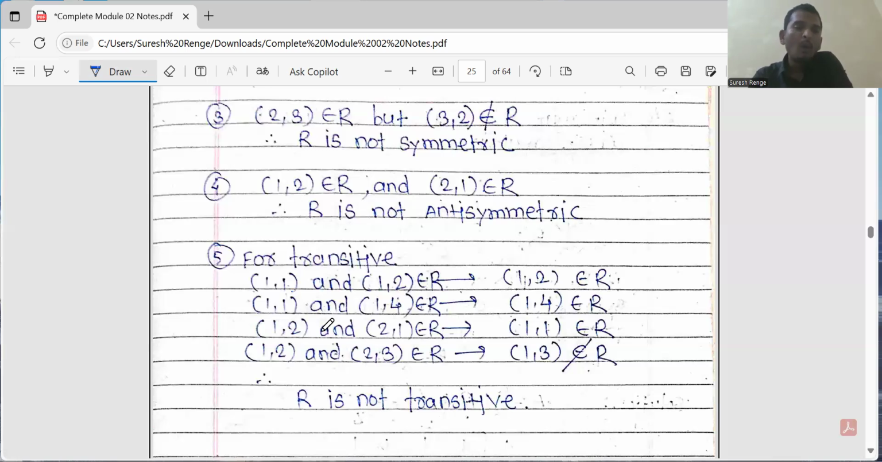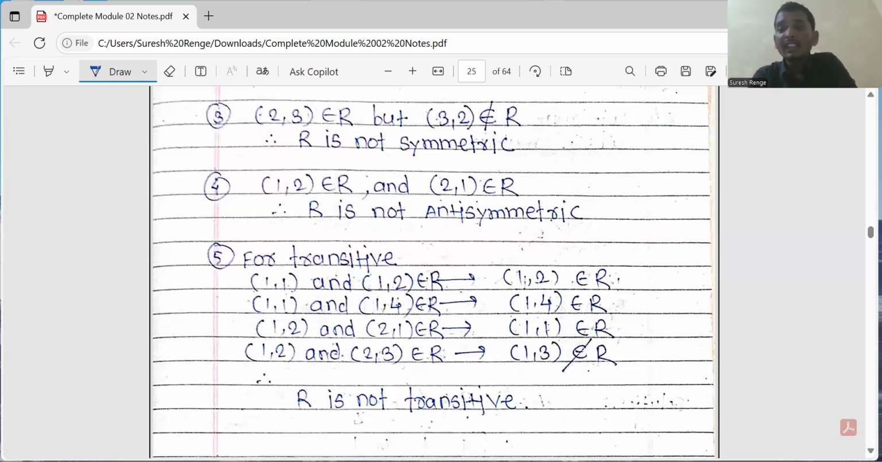But 1 is related to 2 and 2 is related to 1, so by the transitive property 1 is related to 1, which belongs to relation R. Now 1 is related to 2 and 2 is related to 3, which belong to R, so by the transitive property 1 comma 3 should be the result. A related to B related to C means A is related to C.